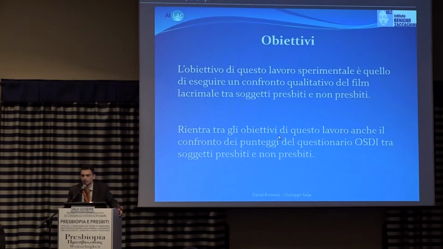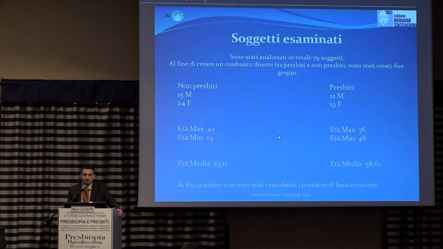The goal of this study was to compare BUT, NIBUT, and OSDI levels in groups of presbyopes and non-presbyopes, assessing the subjective as well as the objective response. 79 subjects were divided into two groups: non-presbyopes, 15 males, 24 females, mean age 23, and presbyopes, 21 males, 19 females, mean age 58.